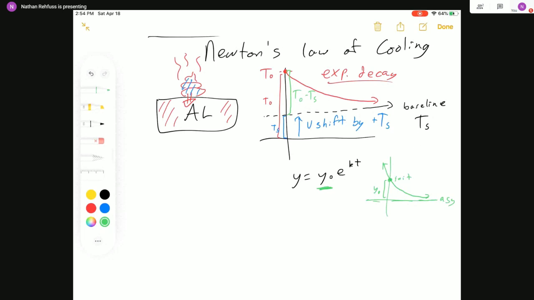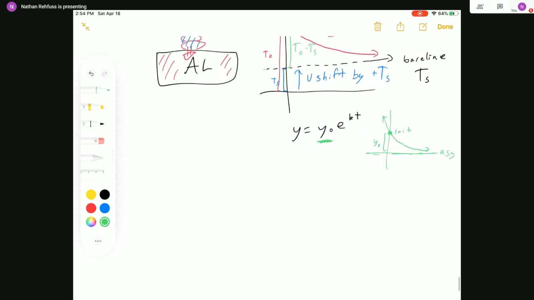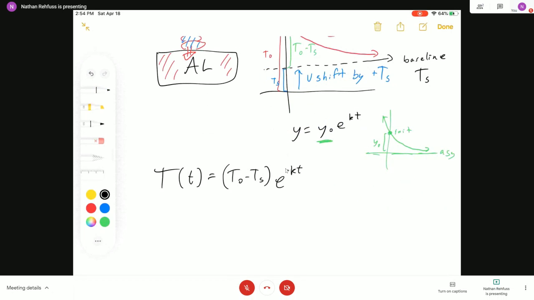So altogether, Newton's law of cooling says the temperature of an object as a function of time is equal to that initial value, T sub 0 minus T sub S, e to the negative kt. We'll make k negative so that we always get a positive number for our cooling constant, plus room temperature, and that's our vertical shift.